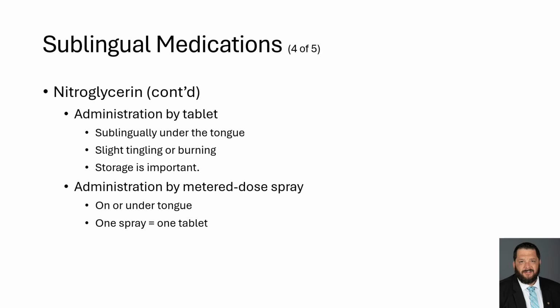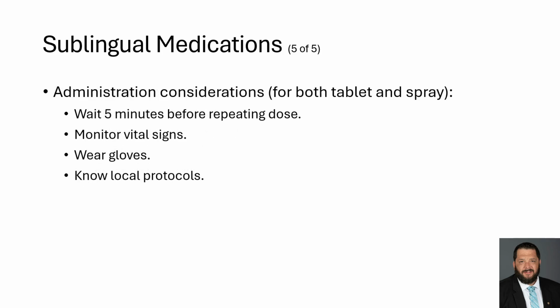It should be secured away from sunlight and exposure to the elements. If it's a metered dose spray, you should do it on or under the tongue preferably, and one spray is the equivalent of administering one tablet. Repeat dosing, you should wait 5 minutes before repeating any dose. You should always be reassessing vital signs, and since nitroglycerin can be absorbed through the skin, even though you should already be wearing gloves, make sure you have gloves in place while you're handling the medication.